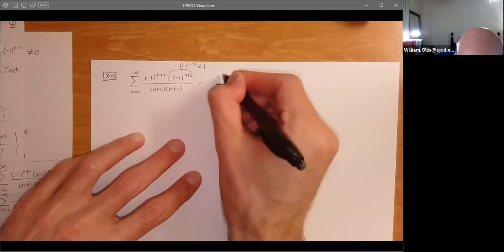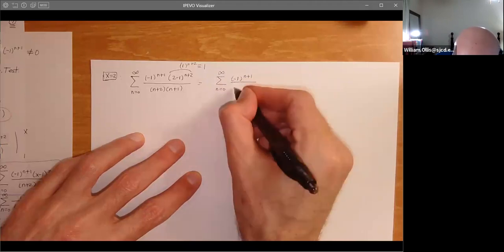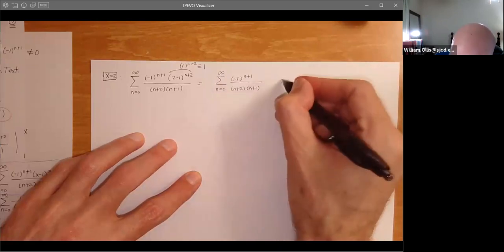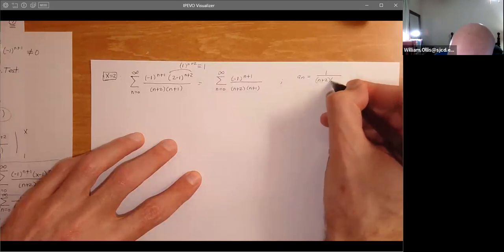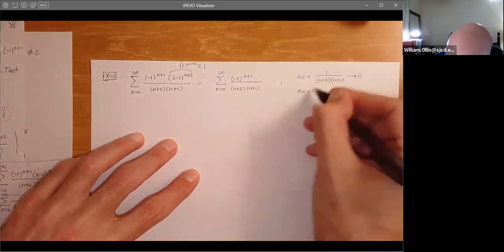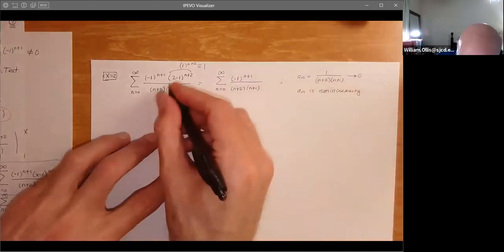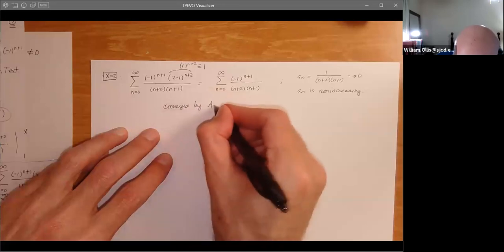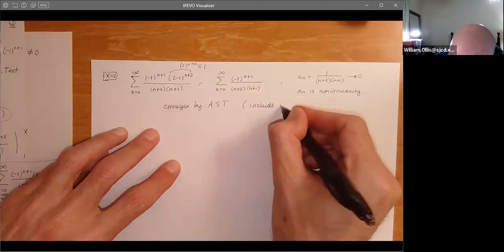So n equals 0 to infinity, negative 1 to the n plus 1, over n plus 2 times n plus 1. And now, of course, a sub n is 1 over n plus 2 times n plus 1, which clearly goes to 0, and a sub n is non-increasing, clearly. So we'll say it converges by the alternating series test. So this means include x equals 2.